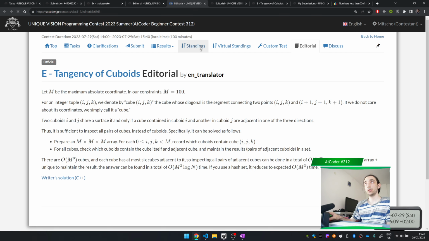Let's see, tangency of cuboids. So okay, it's sufficient to inspect all pairs instead of cuboids. Specifically, it can be solved for pairs m by m. So this is what I said at the end. For all cubes, check which cuboid contains the cube itself and the adjacent cube, and maintain the... For each cuboid, yeah, because they don't intersect, you need to, yeah.